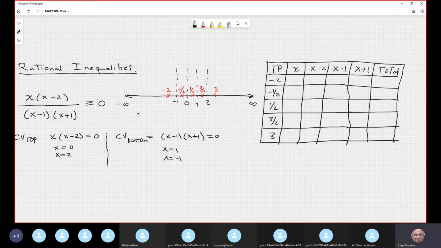Okay, I fill out the table. This column is super easy because it's the same sign: negative, negative, positive, positive, positive, because it's just plugging in x. No subtraction, no addition. And -2 is negative, because -2 and -2 together is -4. And -2 and -1 is negative also. And -2 and +1 is negative. 4 negatives is positive. 1/2 is negative.